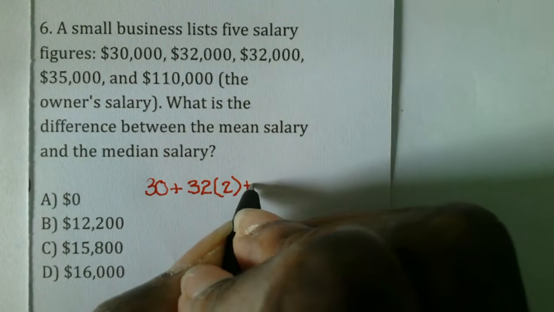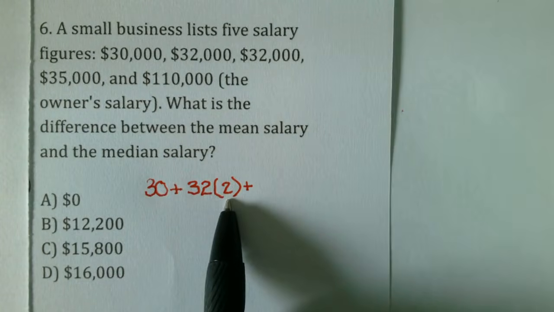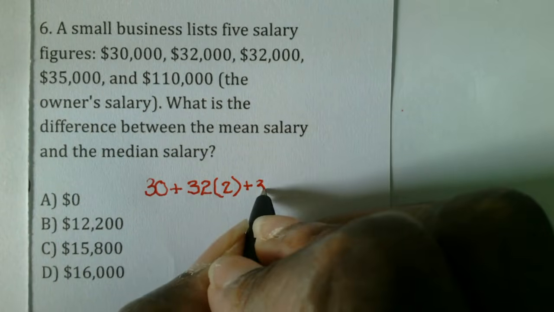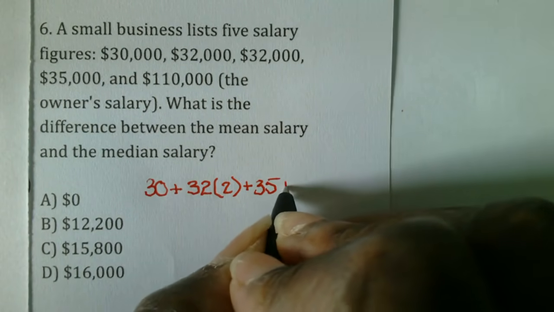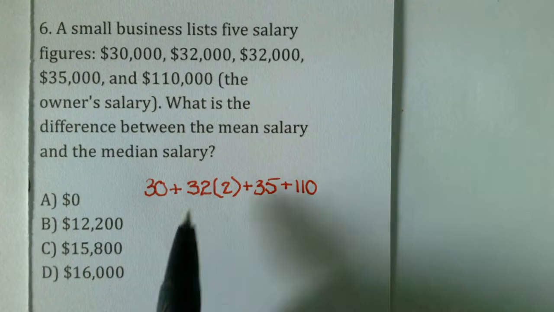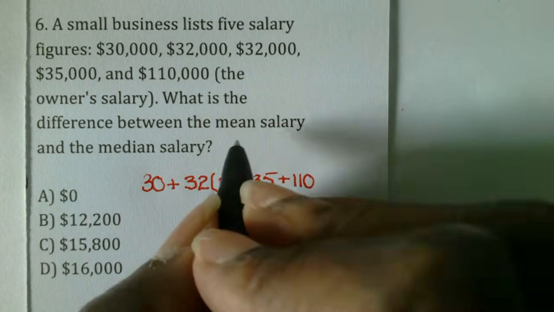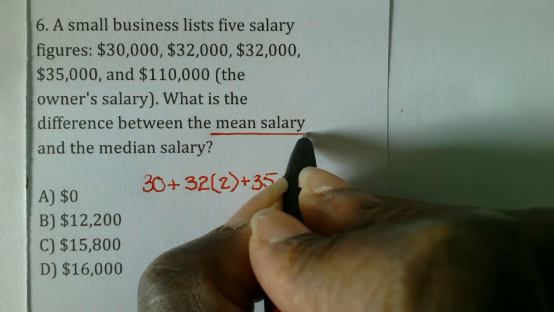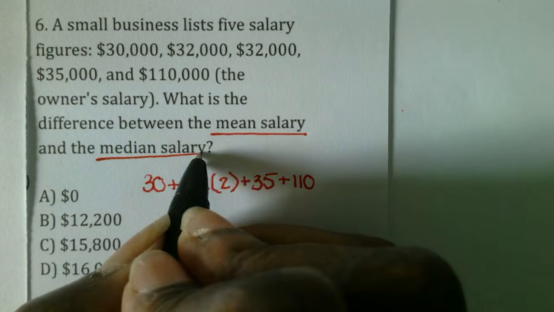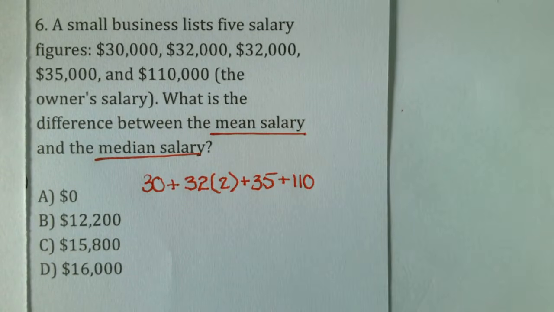So we have our 30,000, and since there are 2 of the 32s, I just did 32 times 2, plus the 35, plus the 110. They want us to find 2 things. One, they want us to find the mean salary, and the second, they want us to find the median salary. So we need to know the difference of those 2.